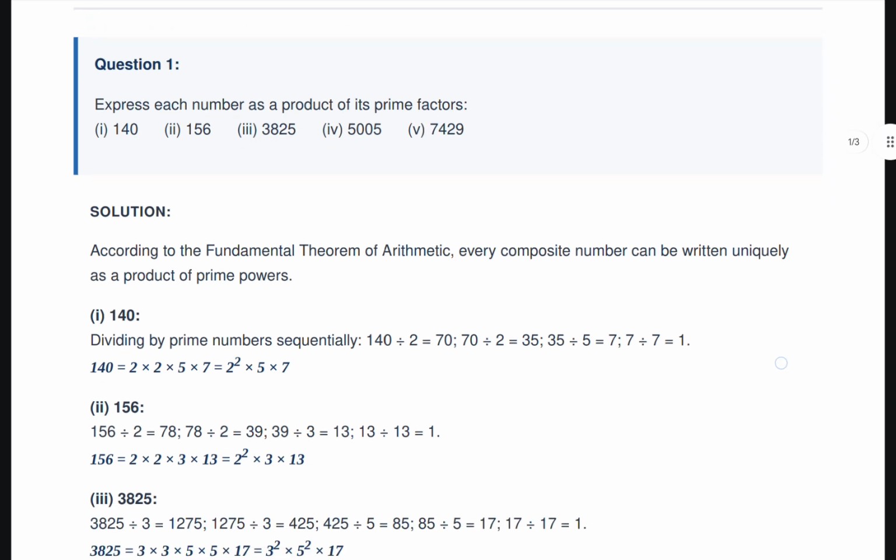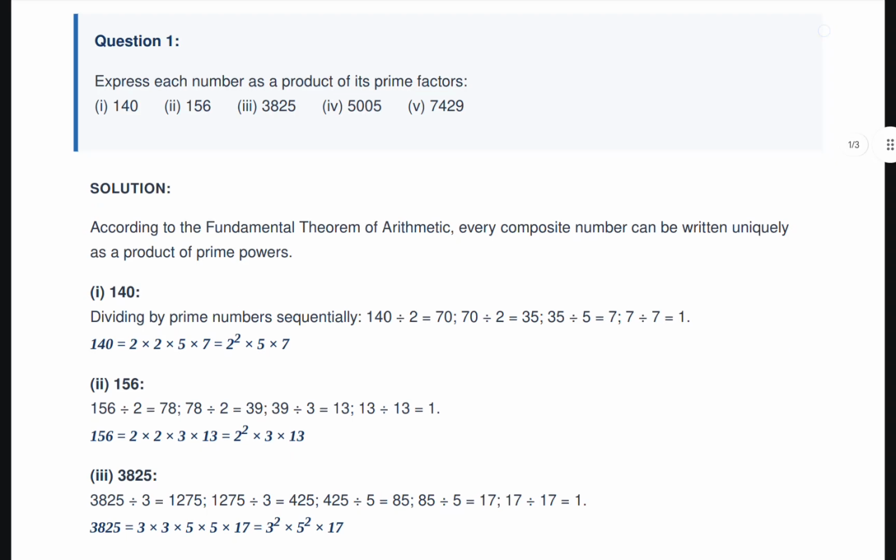So first question, first part: you will express 140 as a product of its prime factors. According to the fundamental theorem of arithmetic, every composite number can be written uniquely as a product of prime factors. So what we will do first, we will divide 140 by prime numbers sequentially.